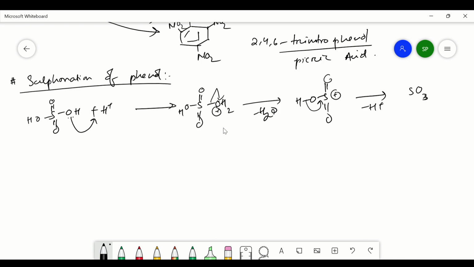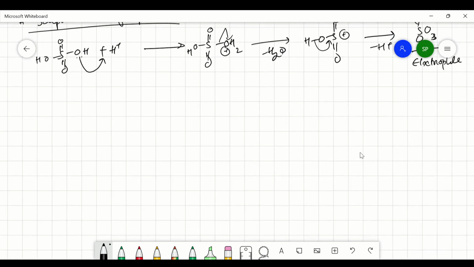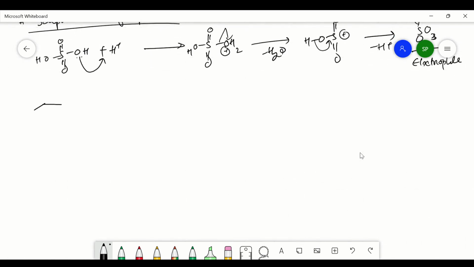So here this SO3 has a vacant orbital, so this acts as the electrophile. In sulfonation, the SO3 acts as the electrophile. Okay, in the next step, let us consider the ortho substitution.